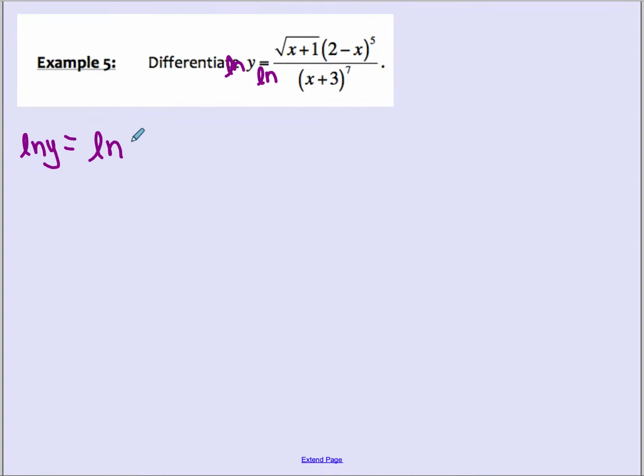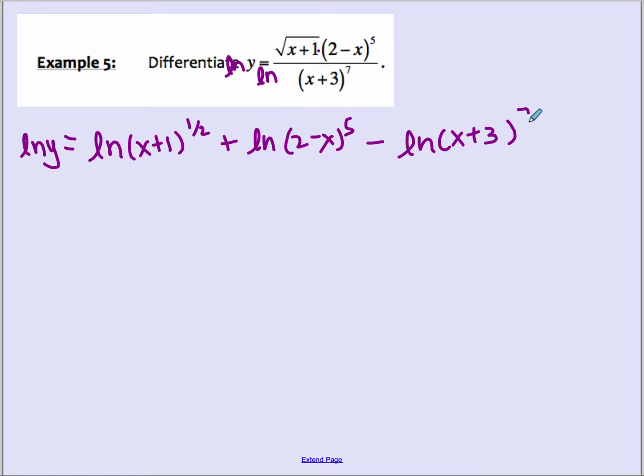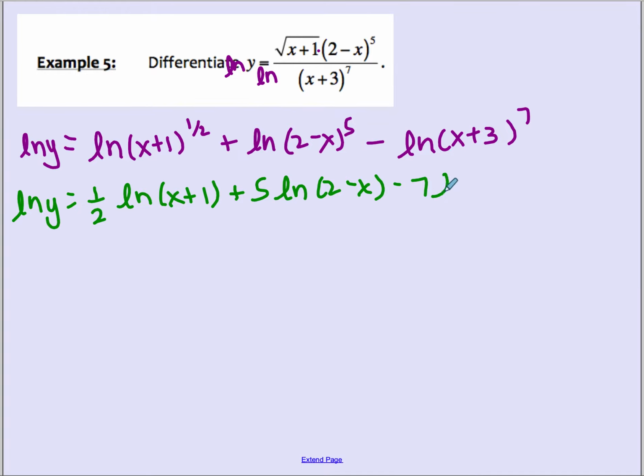So now we have ln of, it's really x plus 1 to the 1/2. And then they're being multiplied, so plus ln of 2 minus x to the 5th, and then being divided, so minus ln of x plus 3 to the 7th. Then the next thing to make sure we're expanded all the way is to bring those exponents down in front. So we have ln of y equals 1/2 ln of x plus 1 plus 5 ln of 2 minus x minus 7 ln of x plus 3. Now that I've expanded it all the way, this is like our step 1.